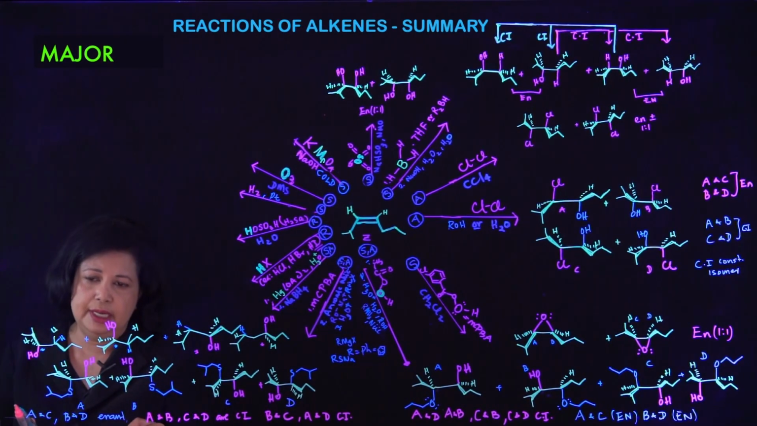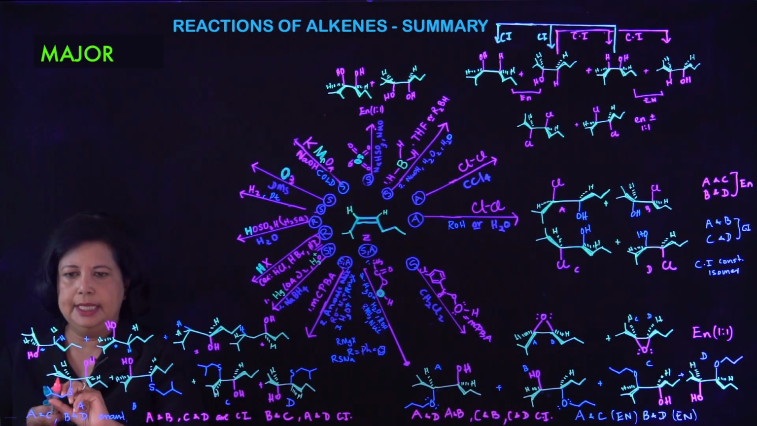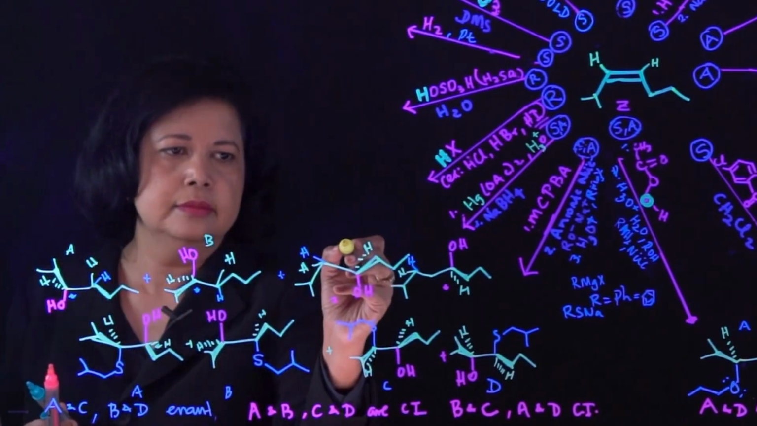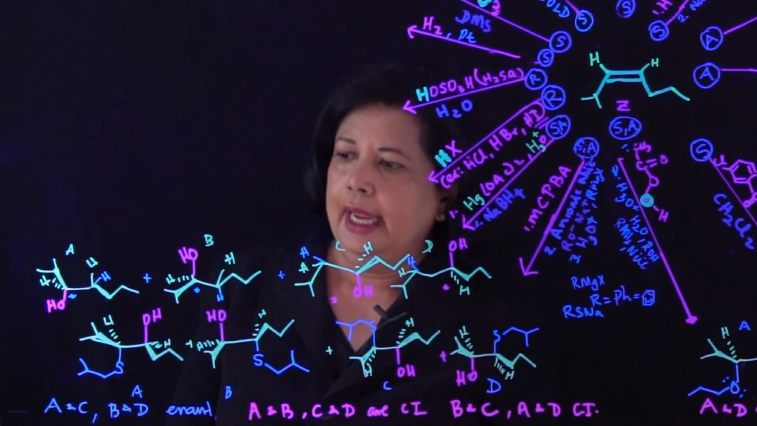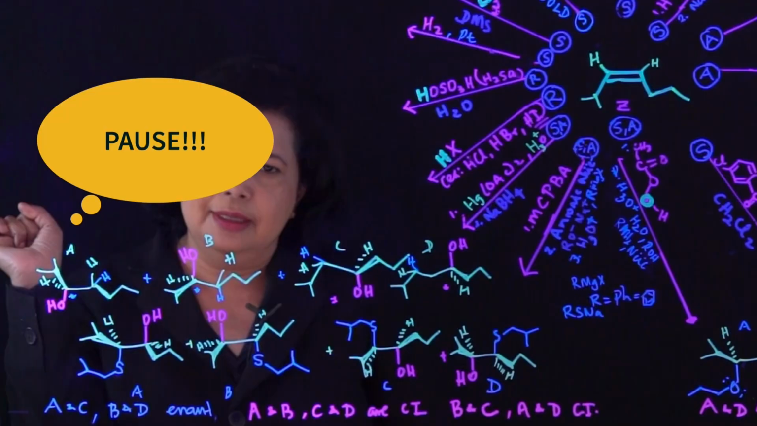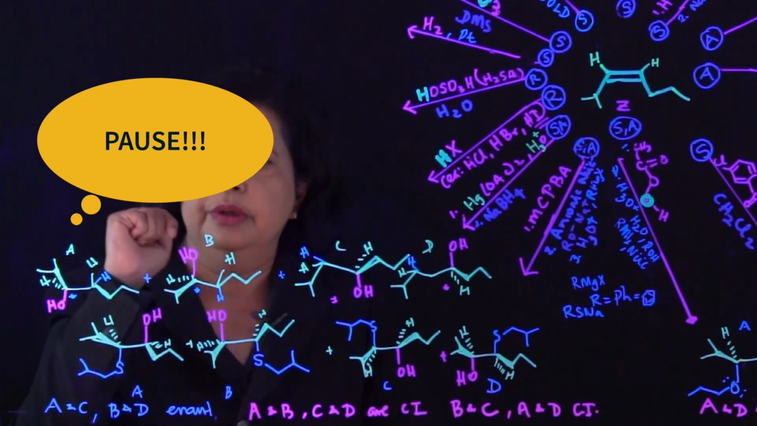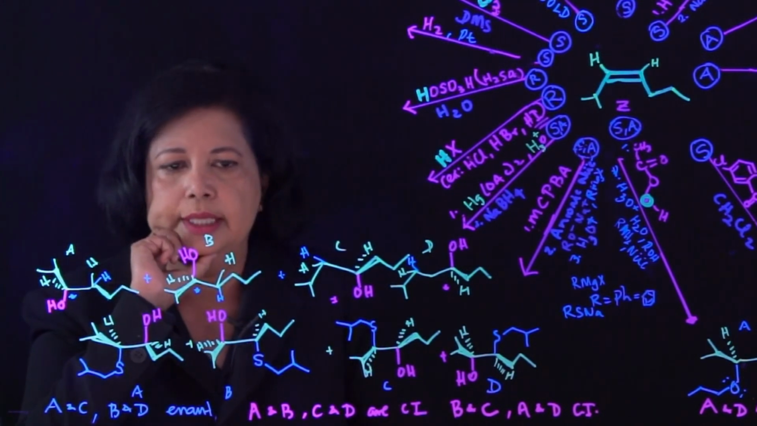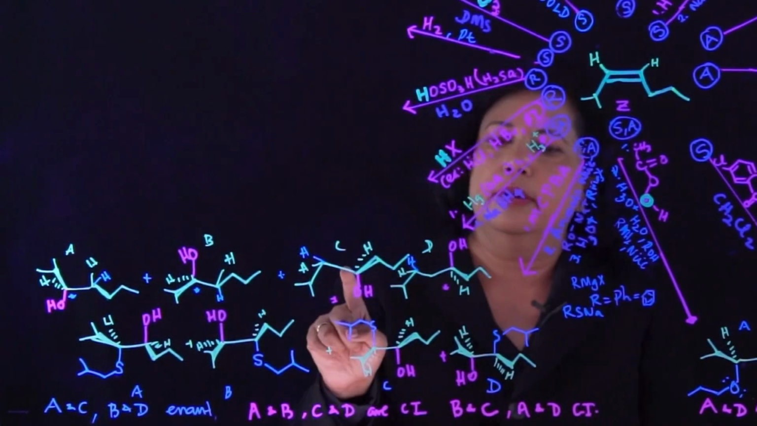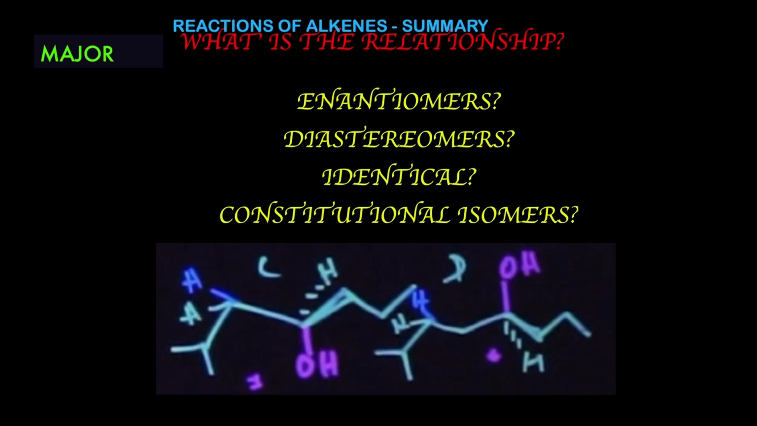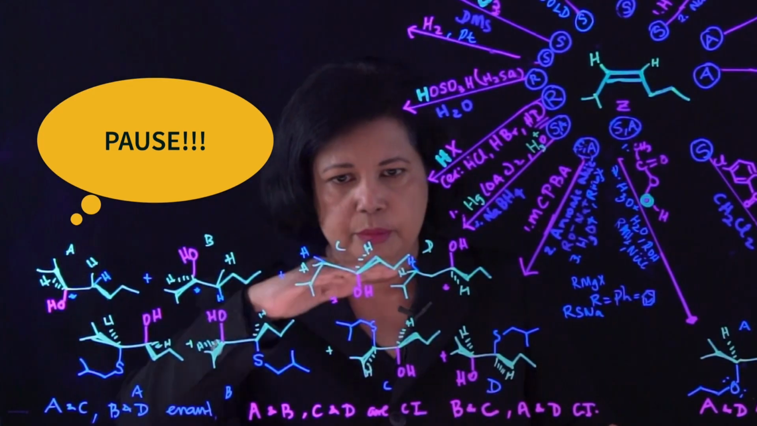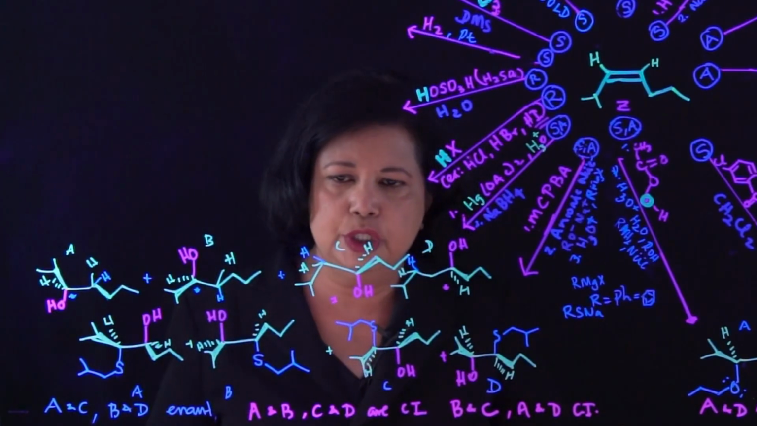All right, let's look at relationships. A, B, C, D. Let's look at it. A and B, what's the relationship? You can see if I put a mirror, it's going to reflect on that, just like the way it is. So here's only one chiral center. A and B are enantiomers. What about C and D? Again, mirror image. C and D are enantiomers.